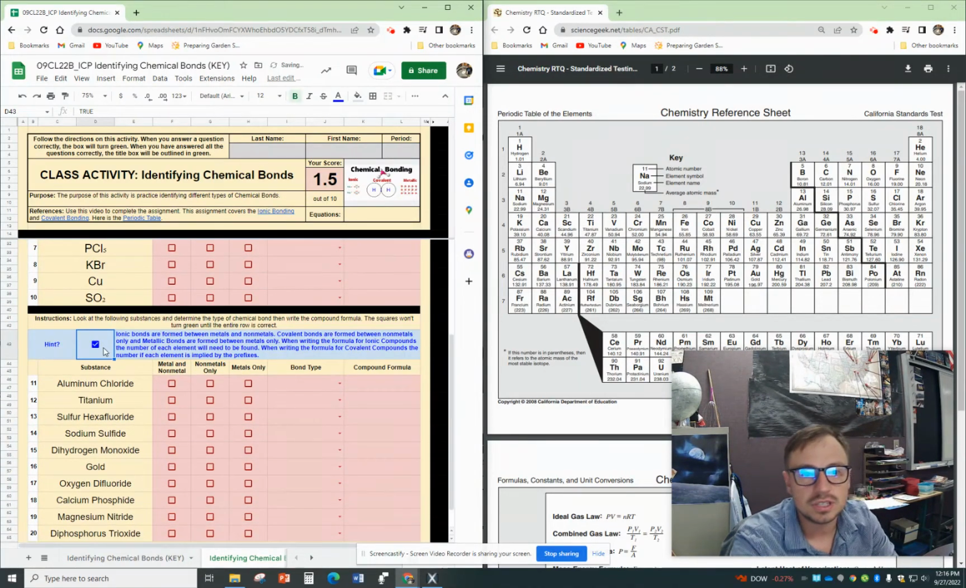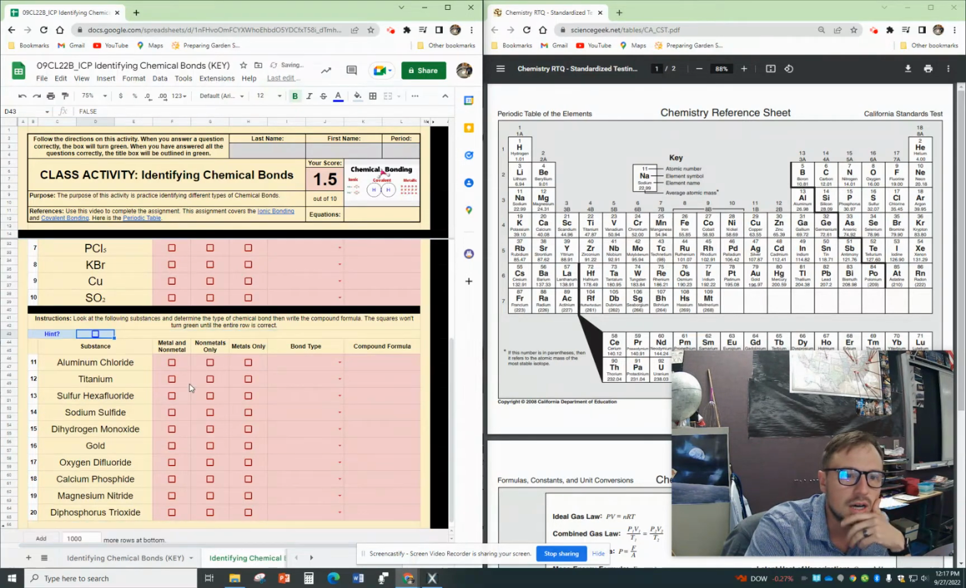So now let's go down here. Now I'm giving you the substance and you have to write that compound formula. Ionic bonds are formed between metals and nonmetals. Covalent bonds are formed between nonmetals. Same thing is up there. Now, in writing the formula for ionic compounds, the number of each element will need to be found. When writing the formula for covalent compounds, the number of each element is implied by the prefixes. So let's go ahead and do that first one.